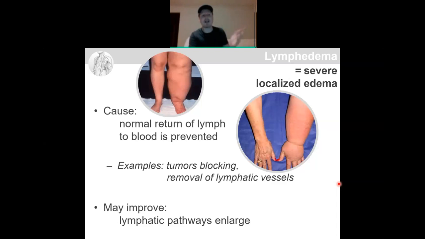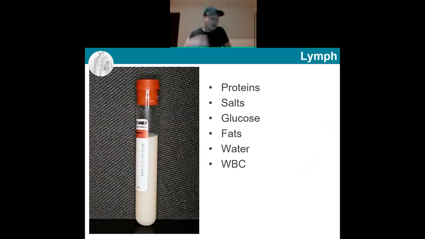So that's just kind of the clinical relevance again. Now we should talk about what the lymph is made of. And if you look at this list, it's very similar to what we saw as what plasma was made of, isn't it? Because plasma becomes interstitial fluid, which then becomes lymph. It's the same stuff, more or less.